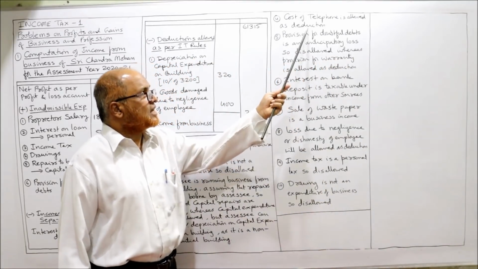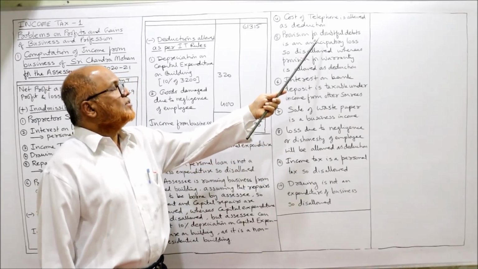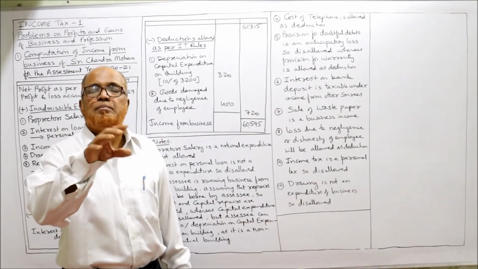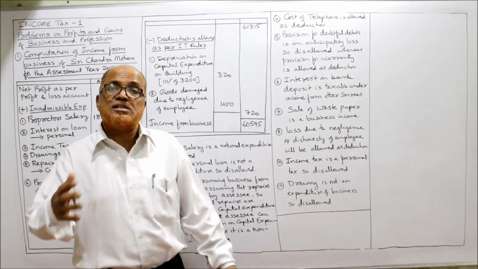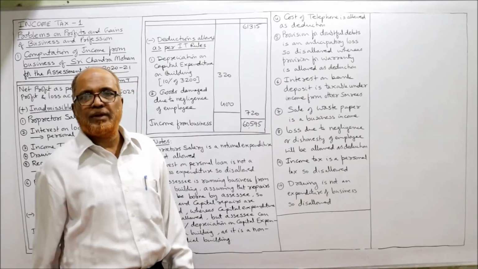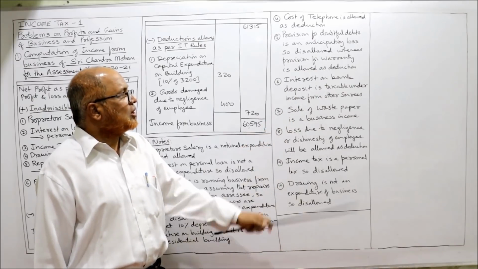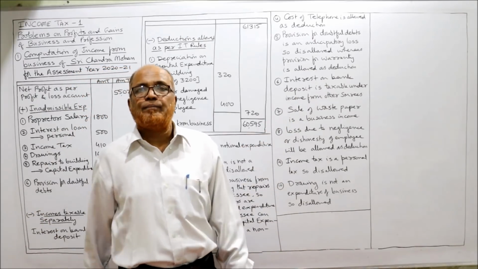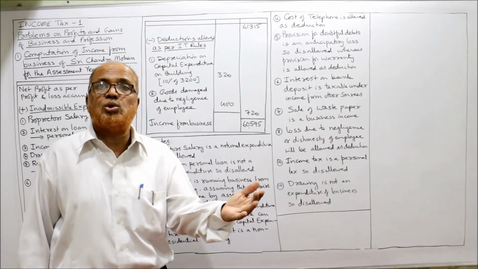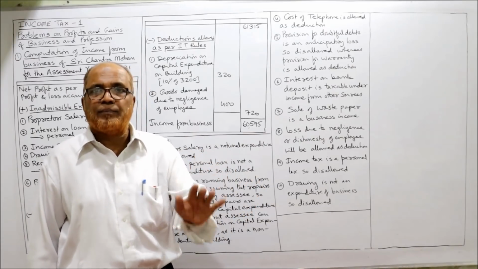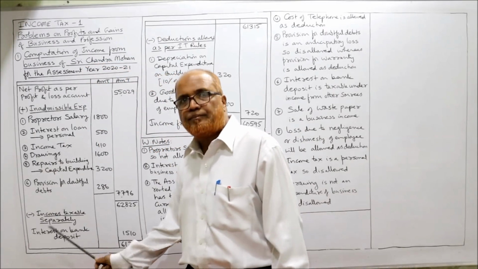Next one is cost of new telephone. Cost of telephone is allowed as reduction. Provision for doubtful debts is an anticipatory loss. It is not actual loss. It is expected loss. Disallowed. Whereas provision for warranty is allowed as reduction. Then interest on bank deposit is taxable under income from other sources. It is not a business income, so we have deducted.